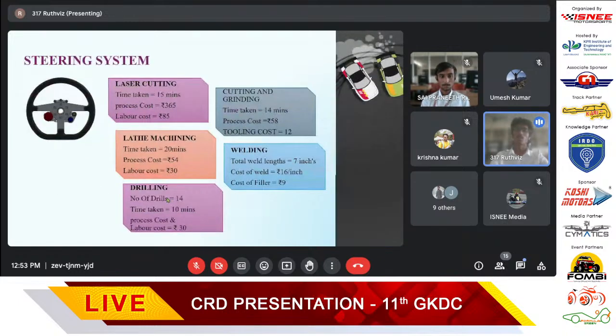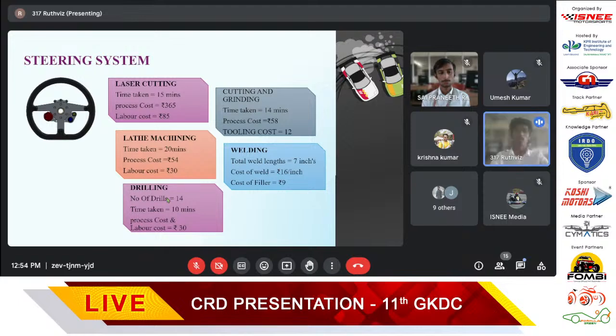In the steering system, the parts manufactured are our steering wheel, steering column, pivot point, and steering column support. Here, the first process is laser cutting. In this laser cutting, the time taken is 15 minutes, and the process cost is 365 rupees. The labor cost is 85. Laser cutting is done on the steering wheel for an aluminum section.